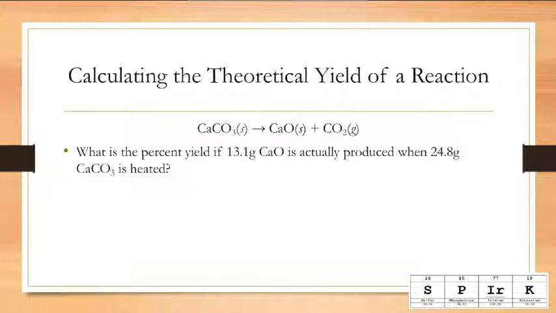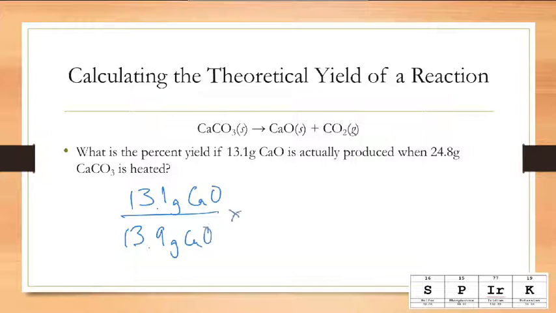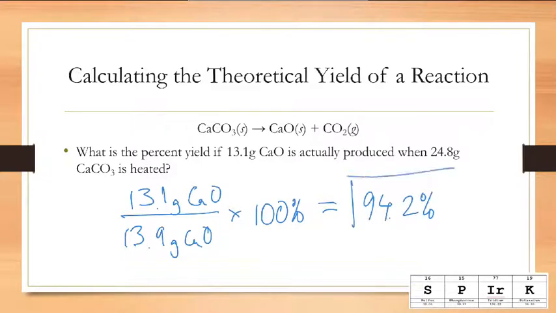So we know that the formula that we wrote down a few slides ago uses the actual yield, so 13.1 grams of CaO, divided by the theoretical, which we just calculated, times 100%, and that is 94.2%. So that is our percent yield.